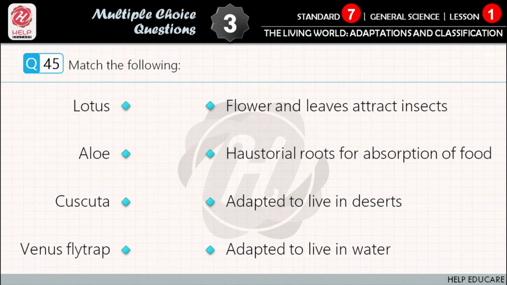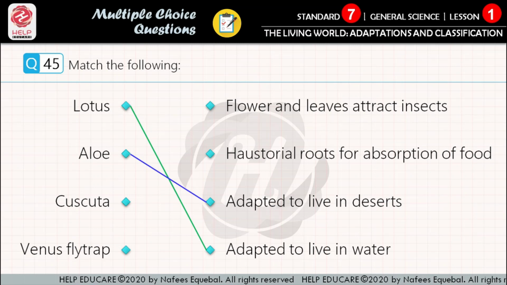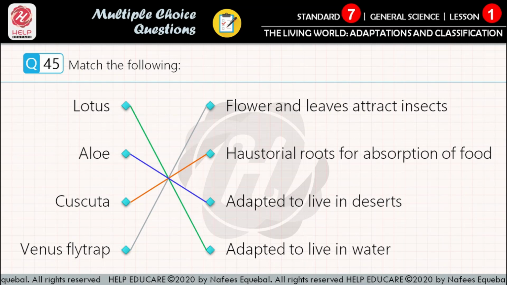Correct matching is as follows. Lotus has adapted to live in water. Aloe has adapted to live in deserts. Cuscuta has haustorial roots for absorption of food. Venus flytrap. Its flower and leaves attract insects.